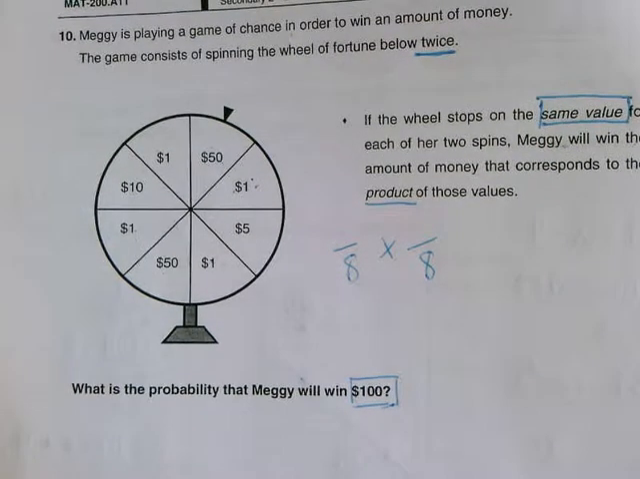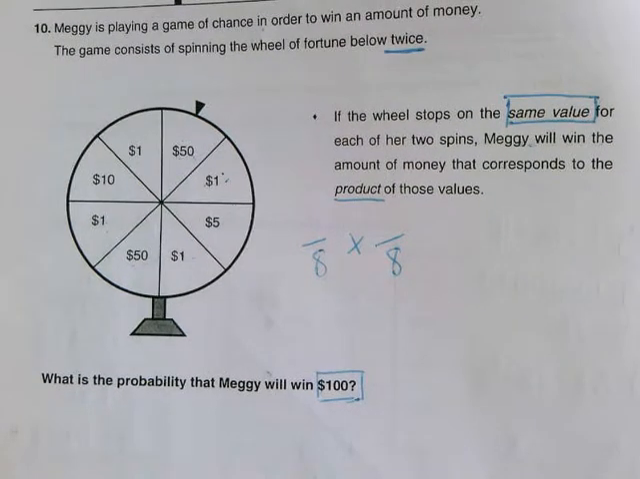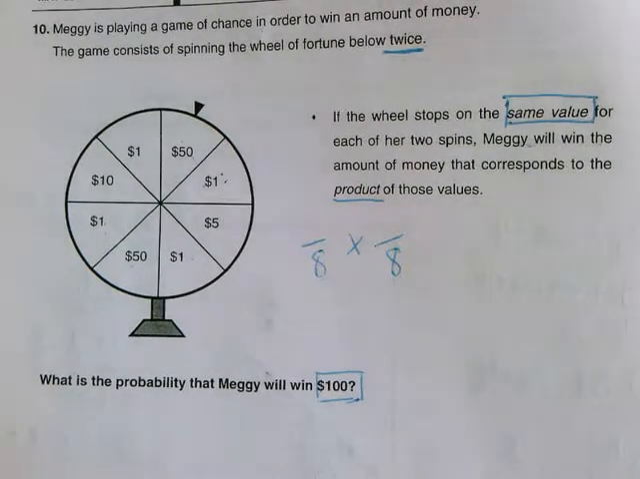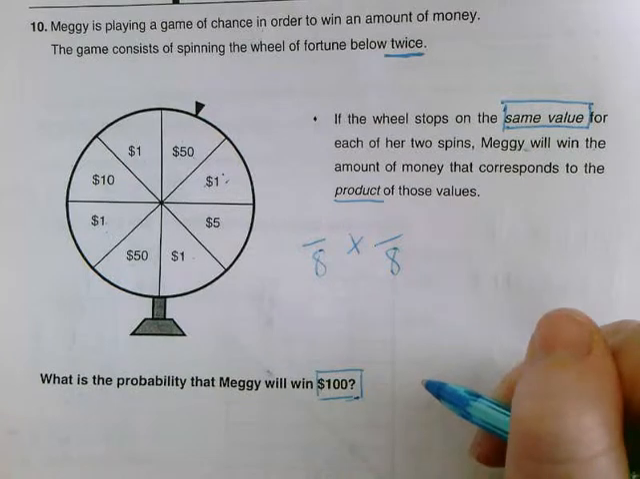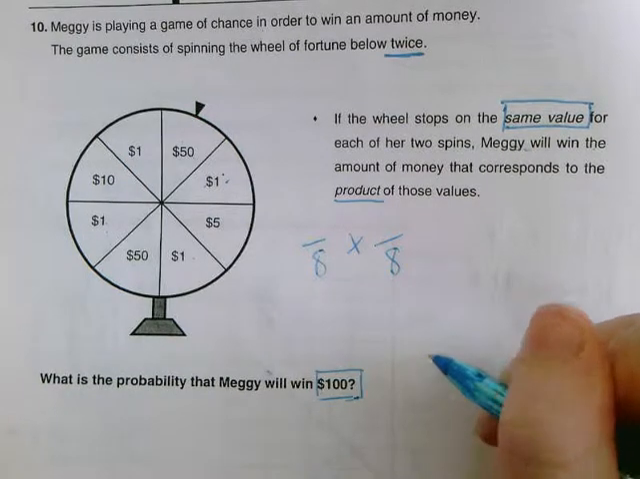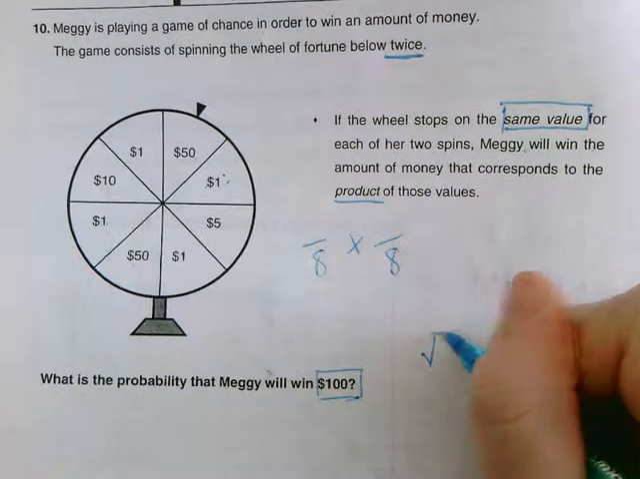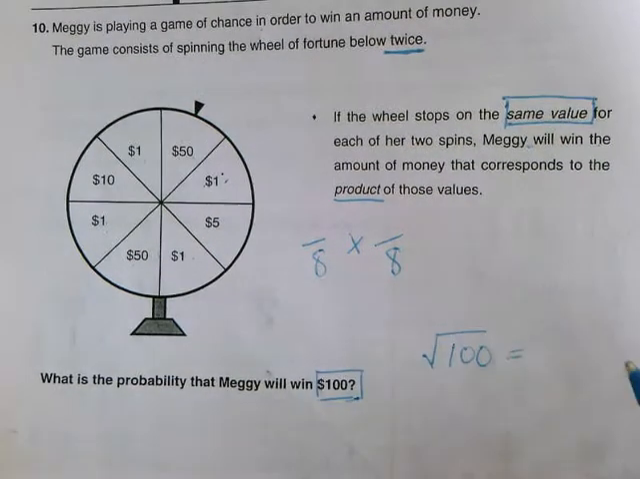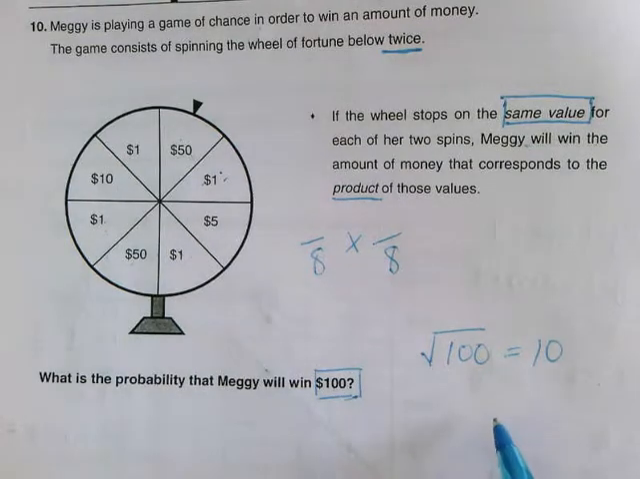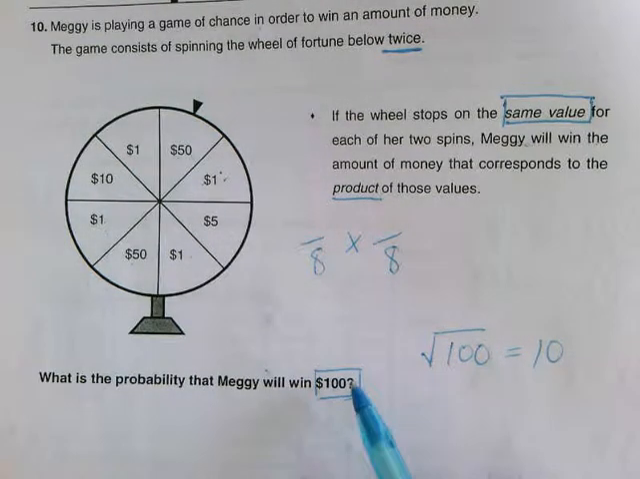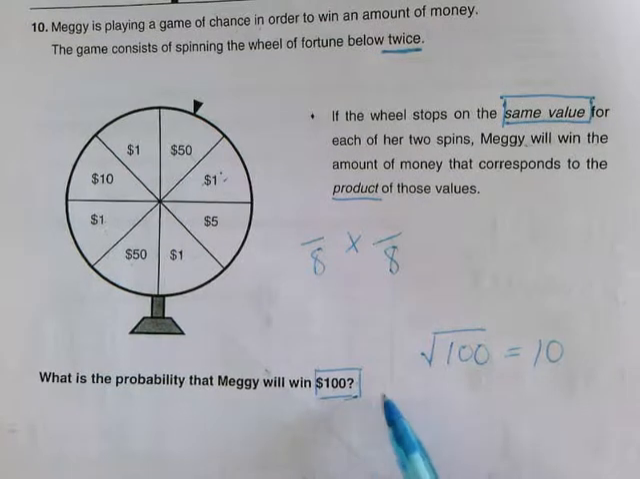All right, so the thing is, she only wins the money if she rolls the same number twice, and then the product of those two numbers gives you $100. So here, it's looking for a number that when you multiply it by the same number, it gives you 100. So you have to actually realize that you're doing the square root of 100, which is 10. Because the only way she would win $100 is if she got 10 and then she got 10 again, and the product of that makes $100. So she wins that value of money. So it has to be 10.